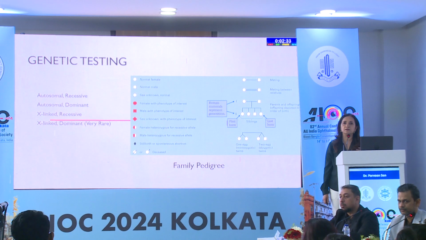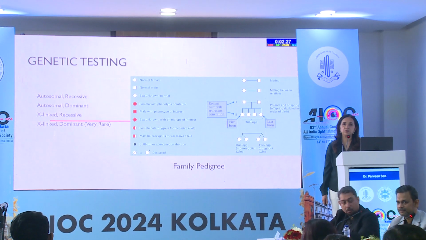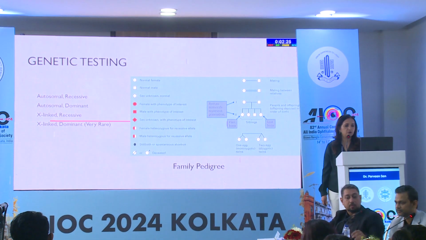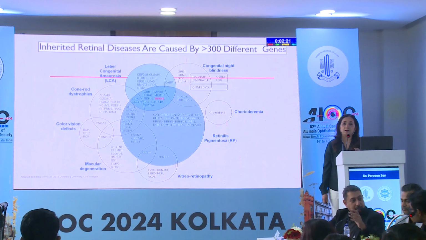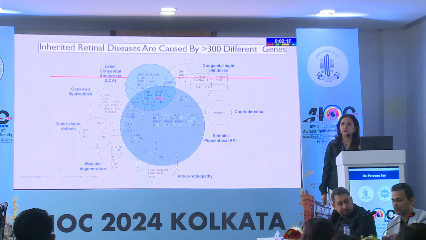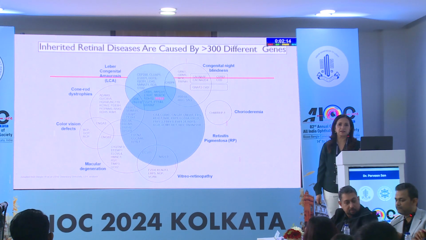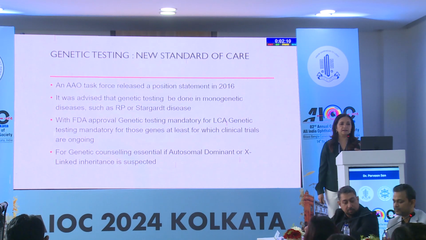So most important, when a patient of IRD is there, you must do a family history, try to make a family pedigree to distinguish whether it is autosomal recessive, dominant, X-linked recessive, or X-linked dominant. But whatever deep phenotyping you do, there are more than 300 genes which can cause IRD. So unless you test for them, you will not know which one is which. And this is the new standard of care.